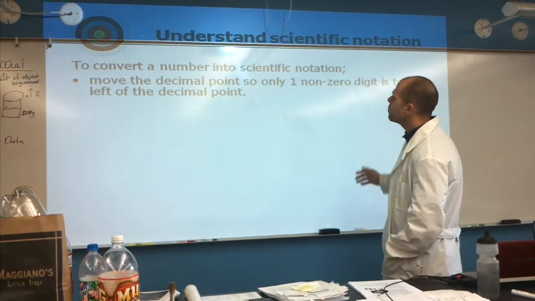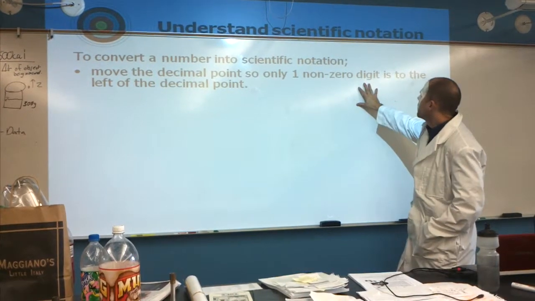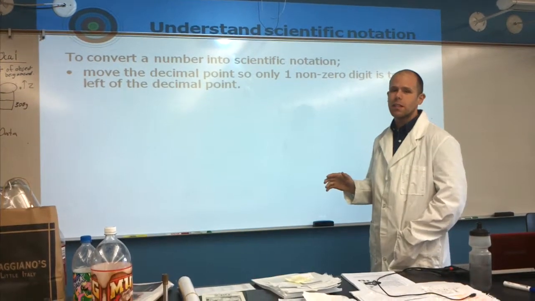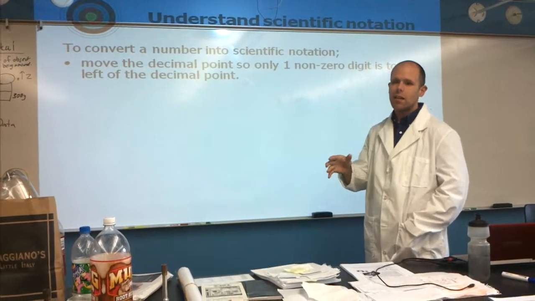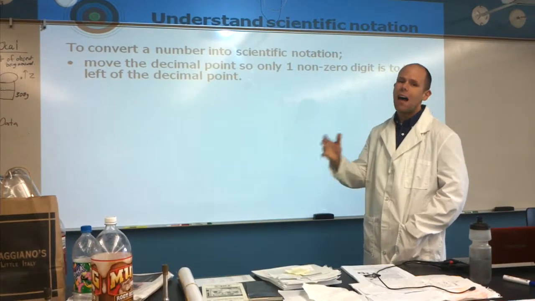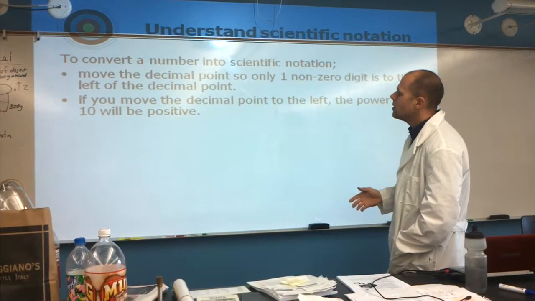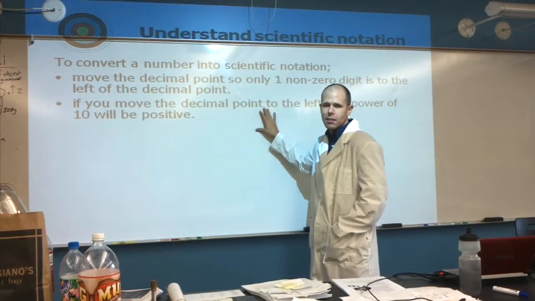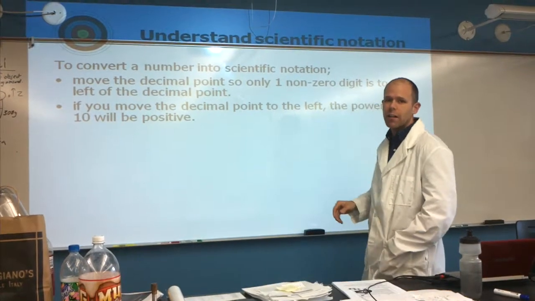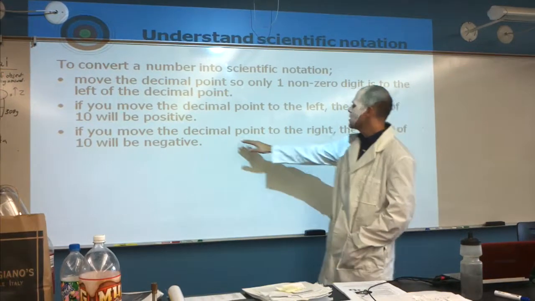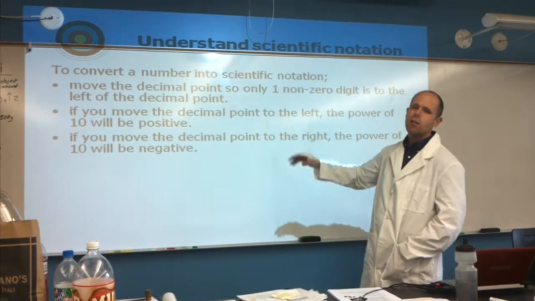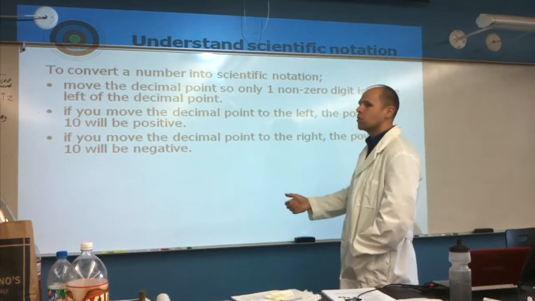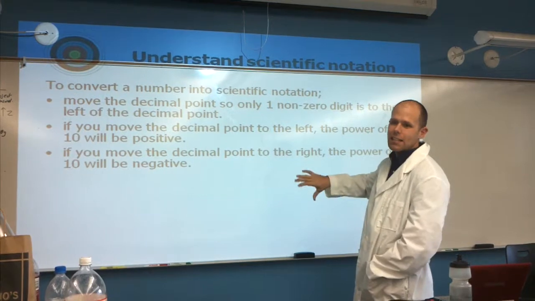First one, move the decimal point so only one non-zero digit is to the left of the decimal point. This is very critical because you can't have a number that is greater than 10 to the left of the decimal point and have it be in valid scientific notation. Next, if you move the decimal point to the left, the power of 10 will be positive. And we're going to go over a couple of examples of that very shortly. If you move the decimal point to the right, the power of 10 will be negative. So, moving to the left, power of 10 is positive. Moving to the right, the power of 10 is negative.